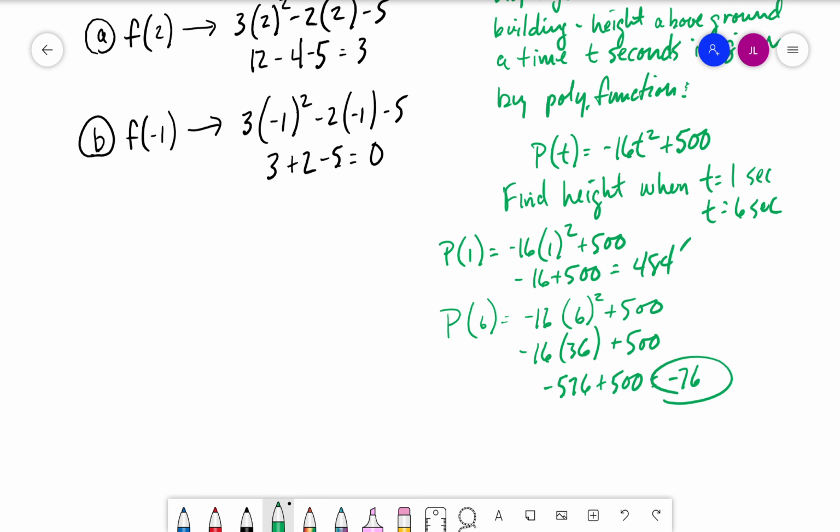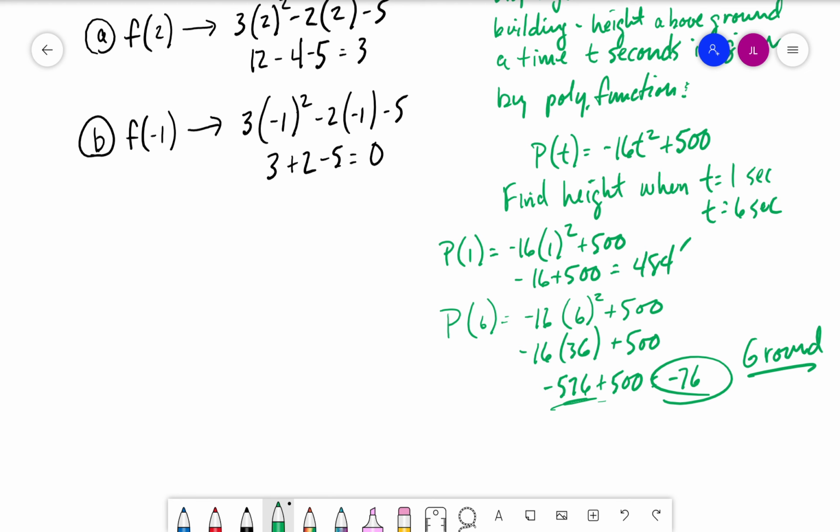So that doesn't mean it bored 76 feet into the ground. It just means after 6 seconds, it's on the ground. We can't have a negative number here when we're dropping an object. I mean, we could, but we won't see it fall that far into the ground. So although we have a much larger number here, we have to think about this in terms of reality and what reality means.